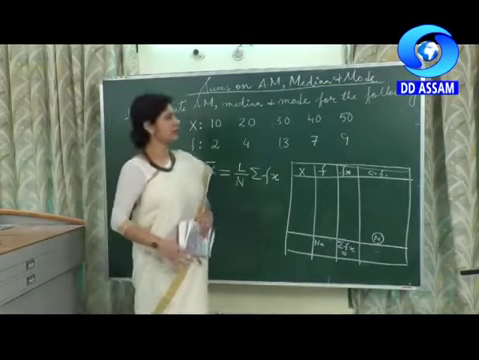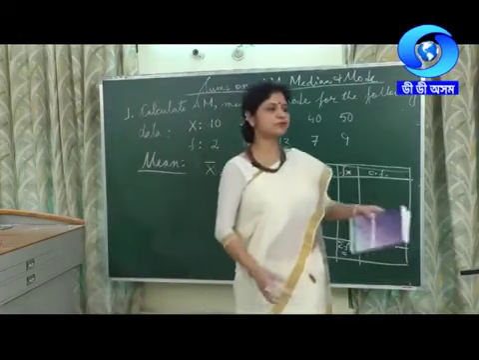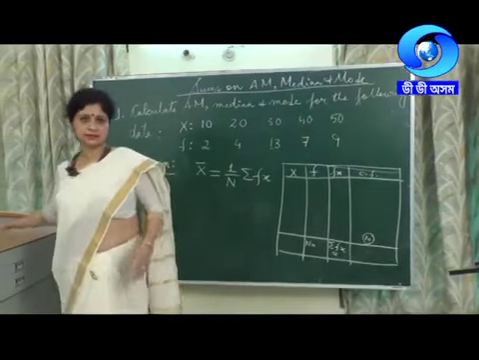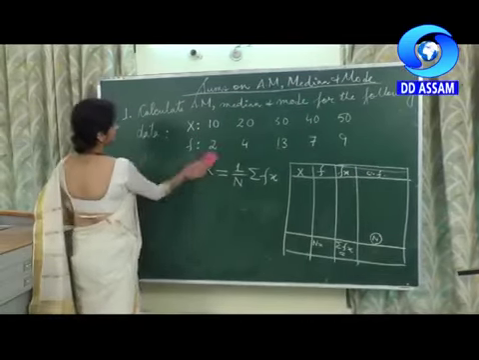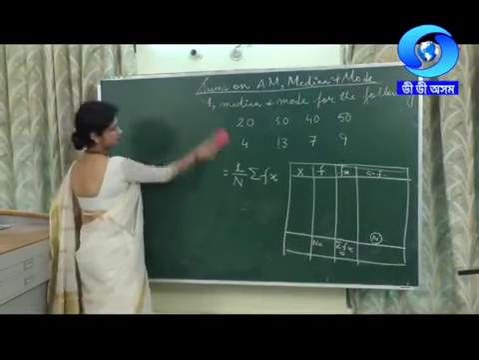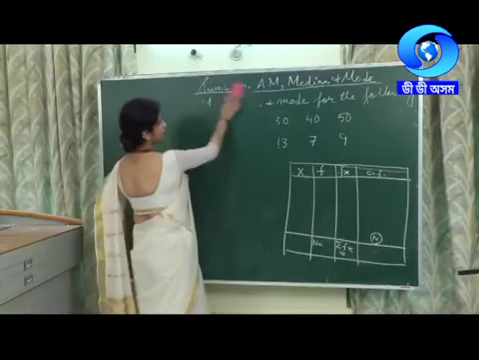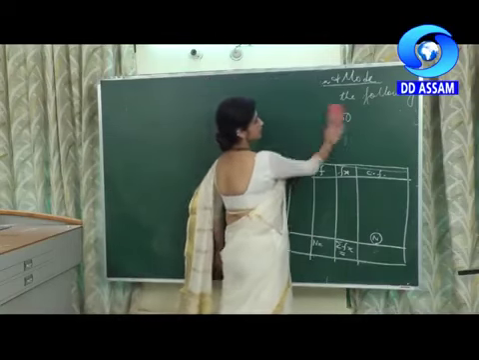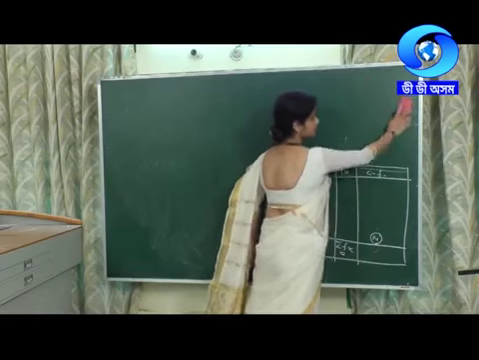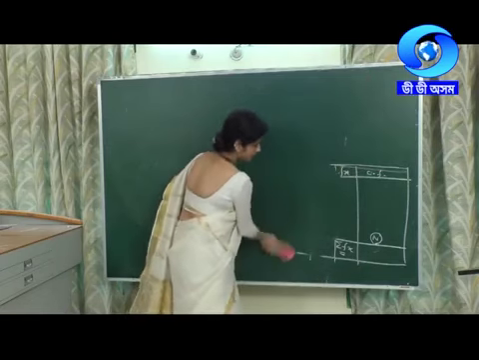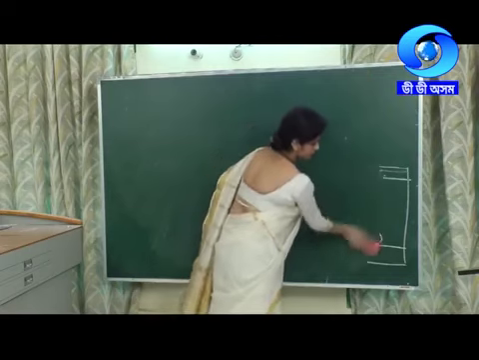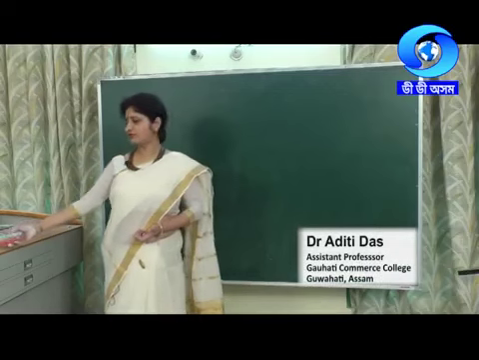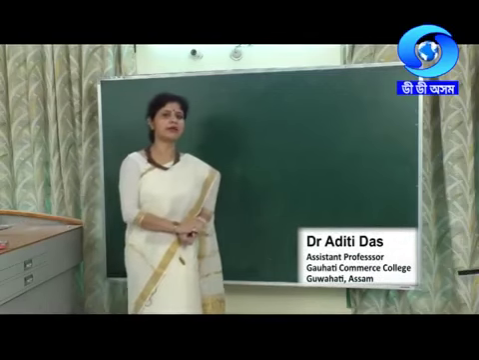So with this, we come to the end of today's class, and we hope to do some more in the next class, where we shall take up some sums from group frequency distribution, and we shall also try to apply the assumed mean method, because this is the formula for the direct method. We shall make use of the assumed mean method as well as the step deviation method for calculation of arithmetic mean.